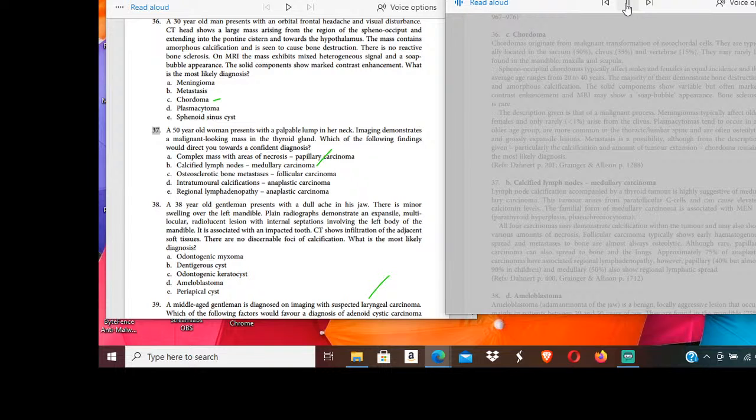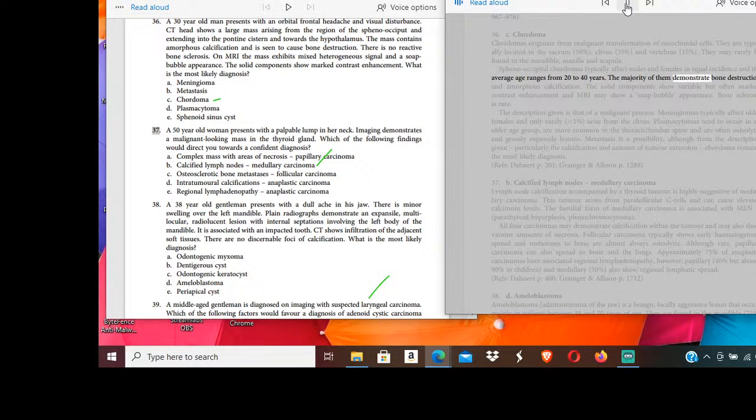967-976. 36. C. Chordomas originate from malignant transformation of notochordal cells. They are typically located in the sacrum, 50%, clivus, 35%, and vertebrae, 15%. They may rarely be found in the mandible, maxilla, and scapula. Spheno-occipital chordomas typically affect males and females in equal incidence, and the average age ranges from 20 to 40 years.